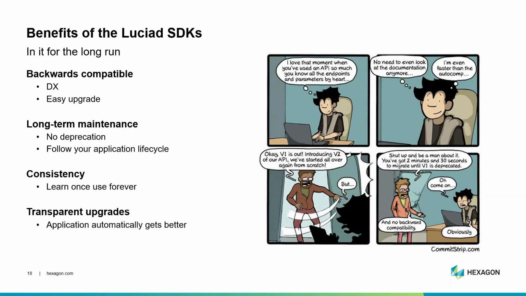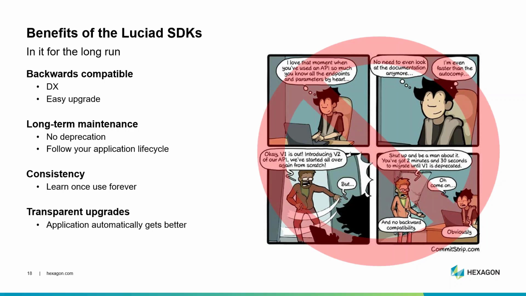So if you look at the comment there on the right, that is not how it should be. You should not have to start from scratch every time a new version comes out. So make sure that if you choose an SDK, backwards compatibility is high on the list for the providers of that SDK, so that you can build applications for the long run.